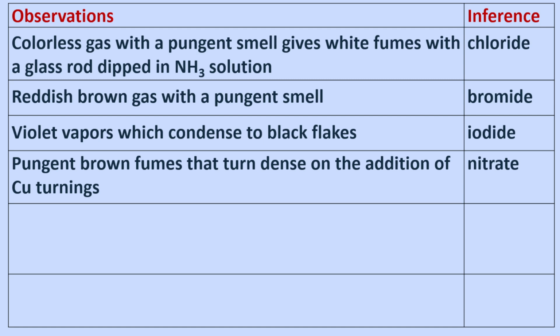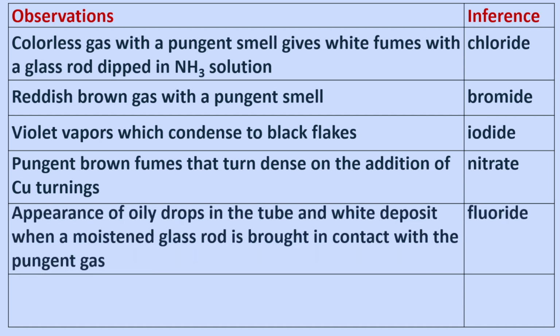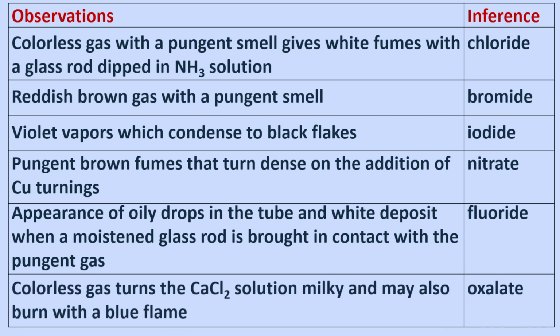The appearance of oily drops in a tube and a white deposit when a moistened glass rod is brought into contact with the pungent gas suggests the presence of fluoride ion. A colorless gas that turns a calcium chloride solution milky and may also burn with a blue flame indicates the presence of oxalate ion.